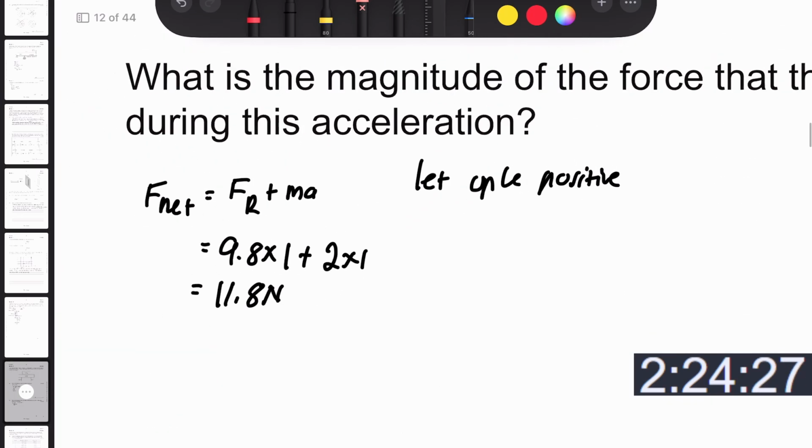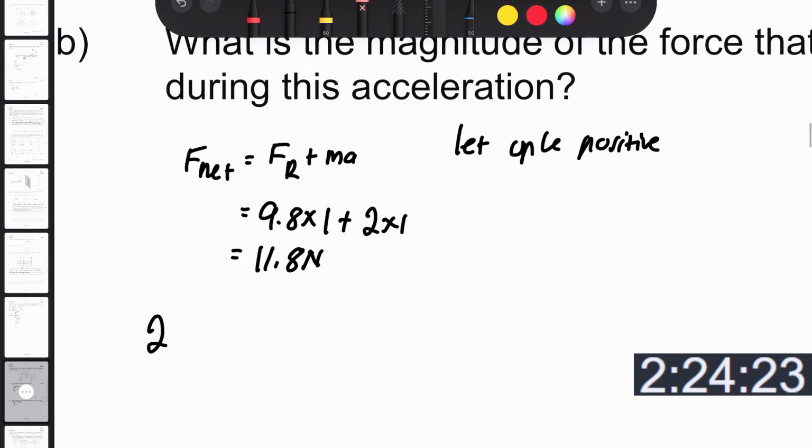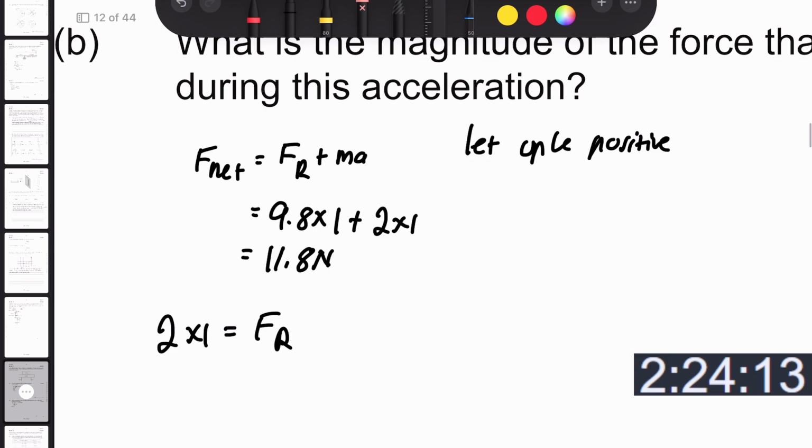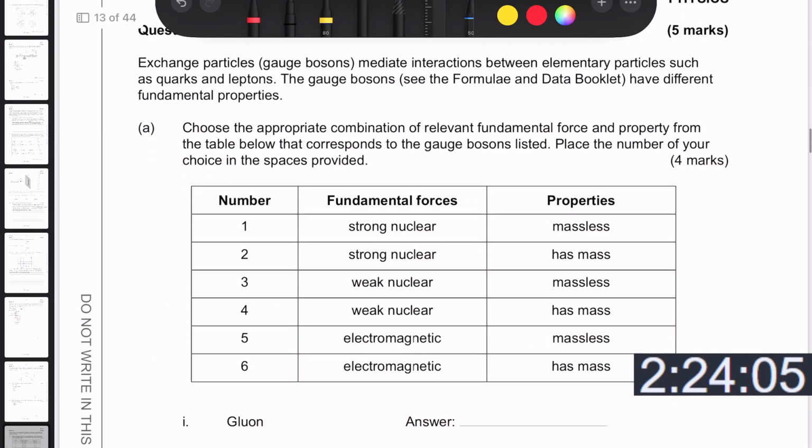Actually, wait, hold on. Let me think about this for a second. Go for it. So the net acceleration is 2 times 1, so it's 2 newtons. F of r, yeah, because I have to add 9.8 anyway. Okay, sorry, I'm back.